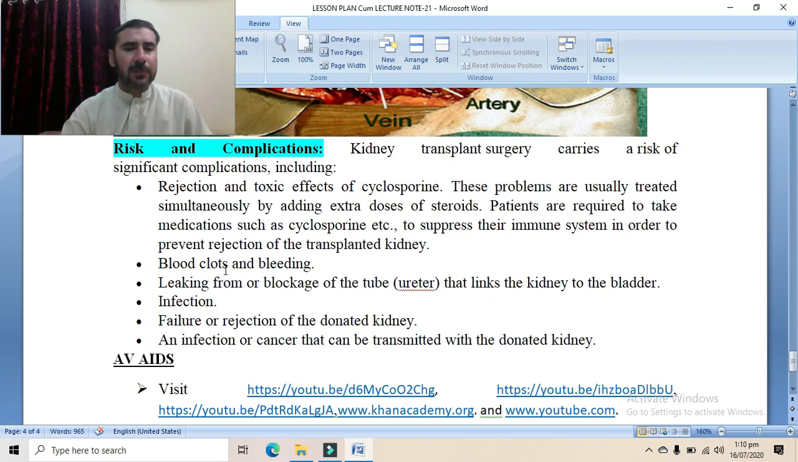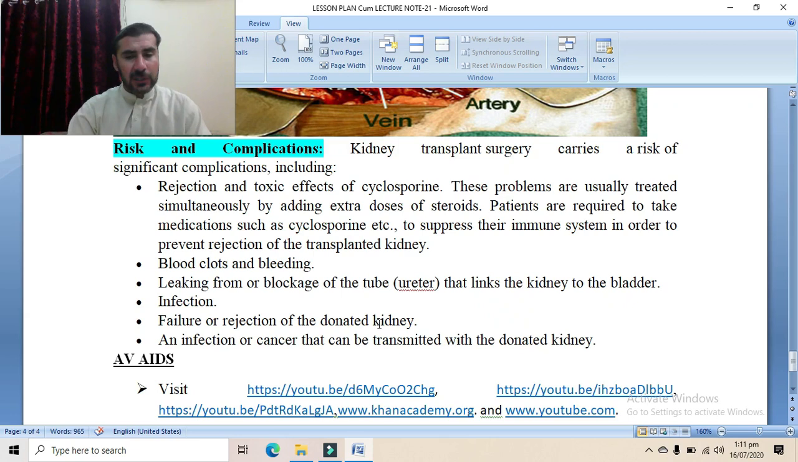Another risk is blood clots and bleeding, which may occur during surgery or after surgery, leaking from or blockage of the tube, that is the ureter that links the kidney to the bladder. Infection is another risk. During the surgery procedure, infection may also occur, or whenever we use cyclosporin, the immune system is suppressed. So as a result, various infectious organisms, bacteria, etc., may cause infection. That risk is also there.